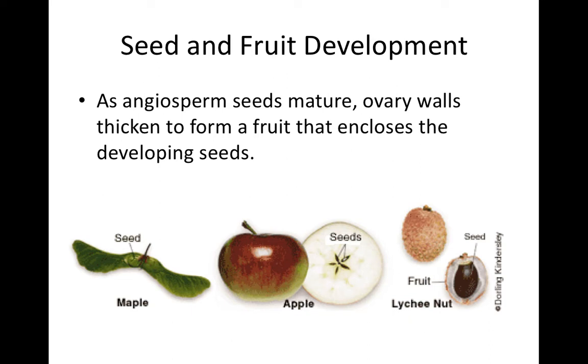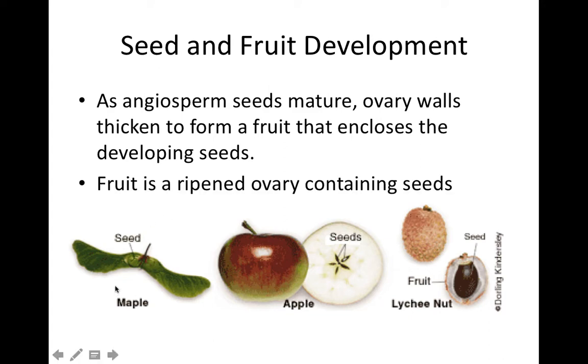As the angiosperm seeds mature, the wall of the ovary, which was, if you recall, the base of the flower where fertilization happened, the walls start to thicken. They start to develop that fruit, okay, and that's going to completely surround the developing seed. And so really all that fruit is a ripened ovary that contains those angiosperm seeds.